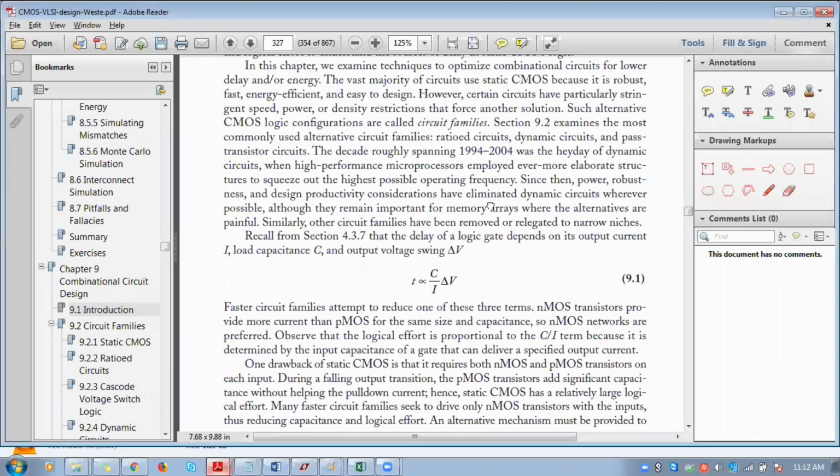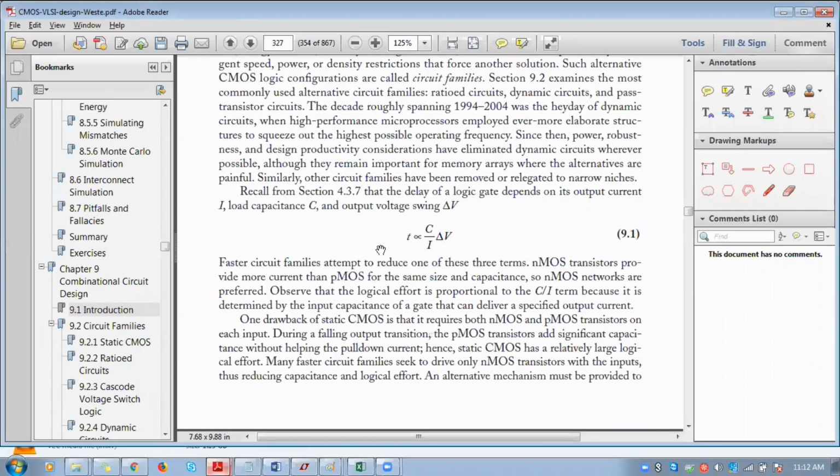Static or dynamic circuit is based on this basic formula. So this is the delay equation what you have seen in Elmore's delay model. The time delay is proportional to the change in voltage, as well as directly proportional to capacitance and inversely proportional to current. So if we are able to improve any of these values, we can reduce the delay. That is the basic concept behind all the technologies.